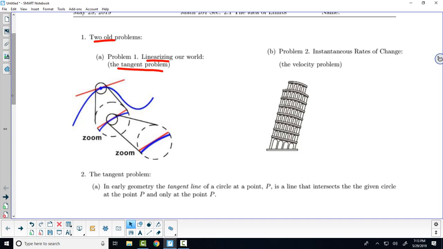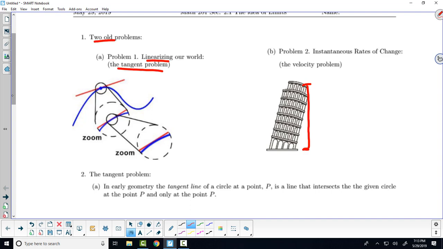The second problem is the instantaneous rates of change problem. Okay? How do we determine the instantaneous velocity of something? So for example, here we've got the good old Leaning Tower of Pisa, which is entered into mythology as the tower Galileo dropped a ball off of. I don't think he did that at all. Okay? But regardless, we drop the ball off the Leaning Tower of Pisa and it falls, right? And it falls this much. I don't know how tall the tower is. It falls this much in a certain fixed amount of time.